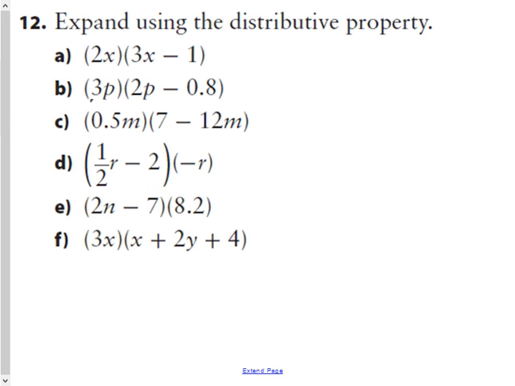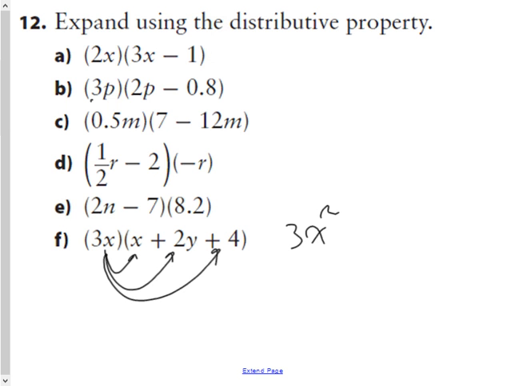Moving right along, E we're going to skip. We're going to go right on to F. For question F, we have a trinomial this time multiplied by a binomial. The only difference is every term of the trinomial must be multiplied by 3x. The first one, 3x times x, will be 3x squared.